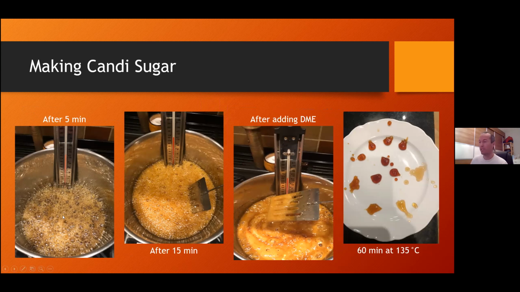After 5 minutes into the candy syrup. So this is after 15 minutes at 130 degrees, and you can already see it gets a bit browner. So this is not adding an alkaline, but you're already starting to get some Maillard reactions, even though it's in an acidic environment. So this is after adding DME, and not just DME, but also an alkaline. And you can see it gets this sort of funny texture, almost like a pudding, I would say.